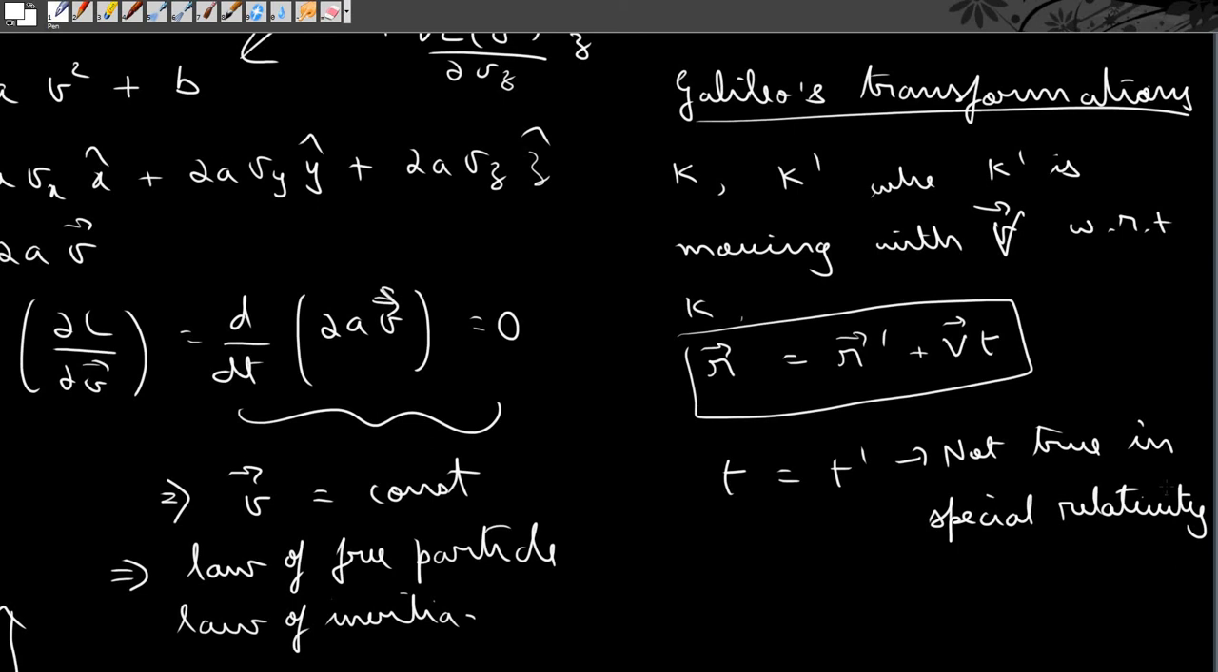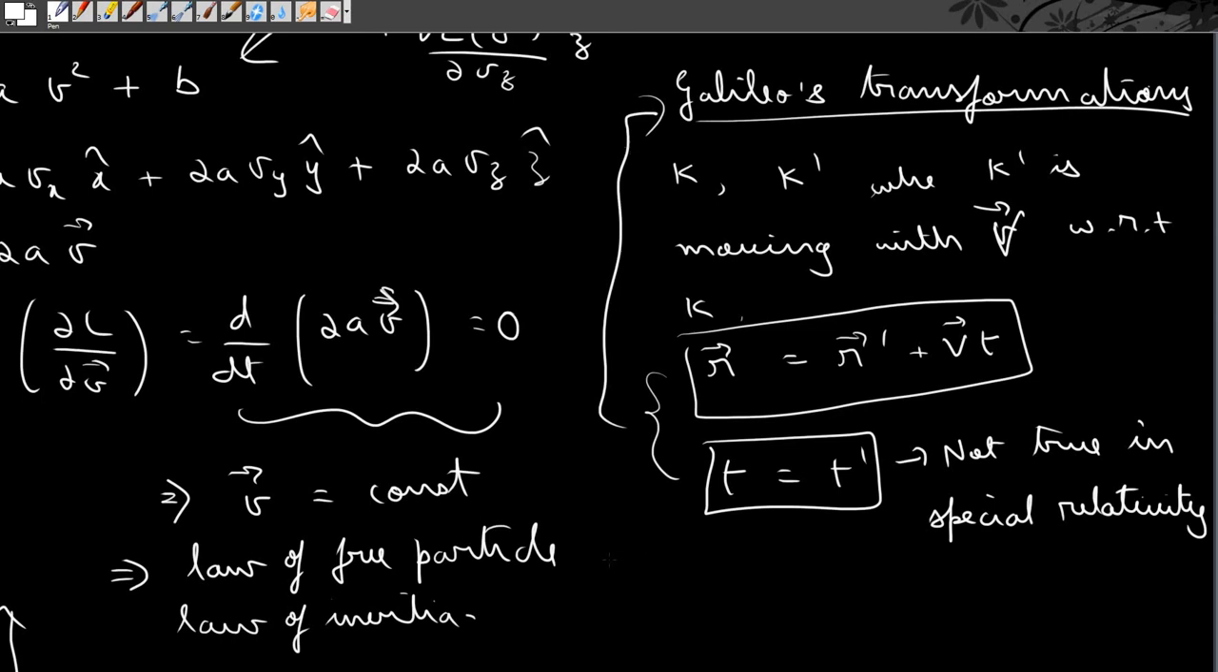Whereas in Galileo's relativity, we say that the same amount of time has passed with respect to both frames of reference when you are observing the same mechanical phenomena. So that is what this particular transformation says, and these two transformations together form the Galileo's transformation equations.